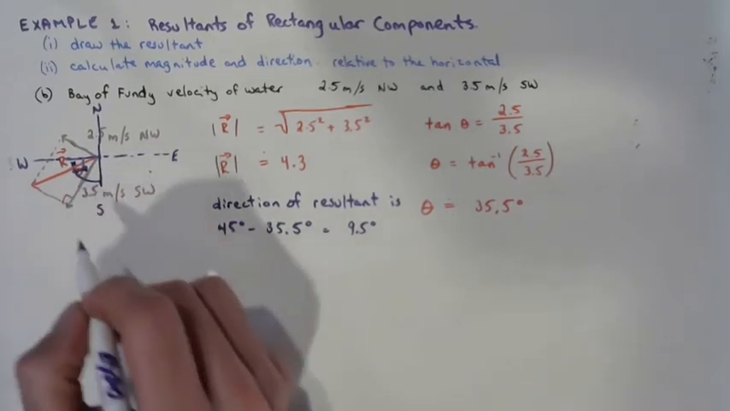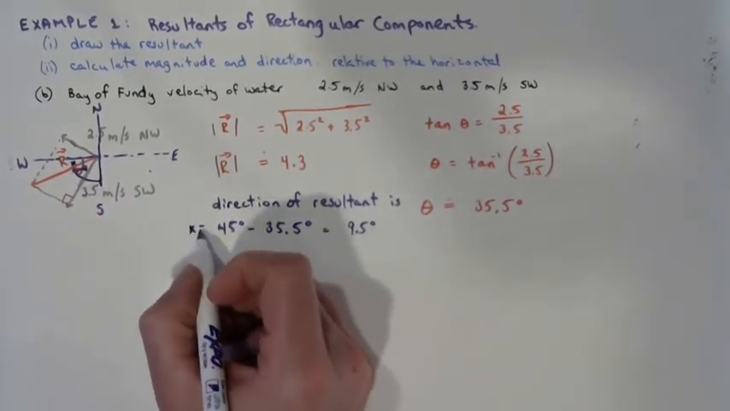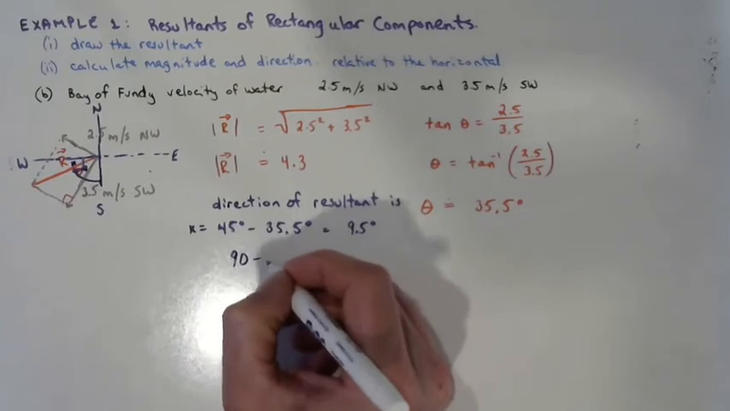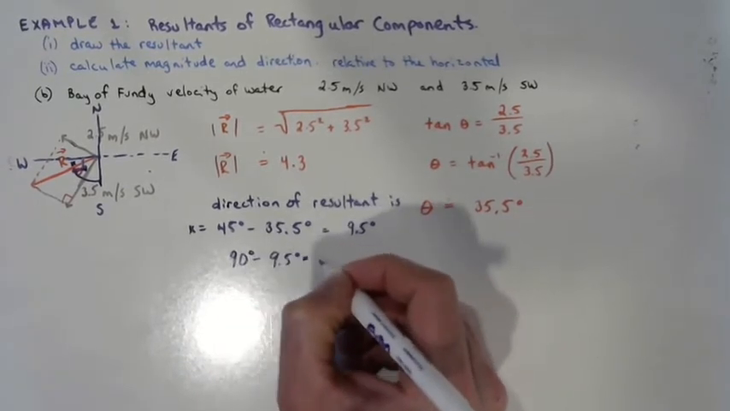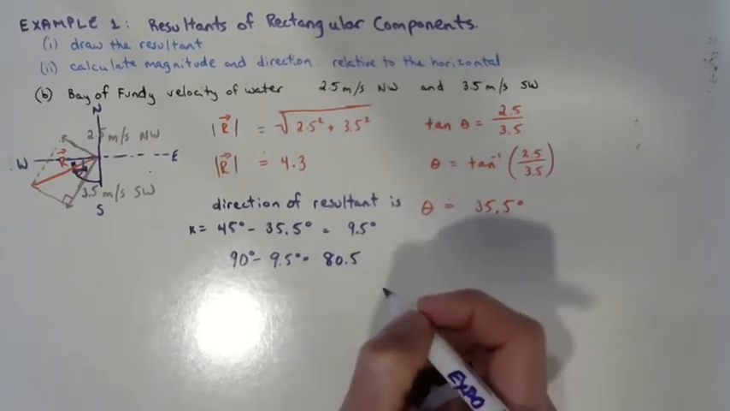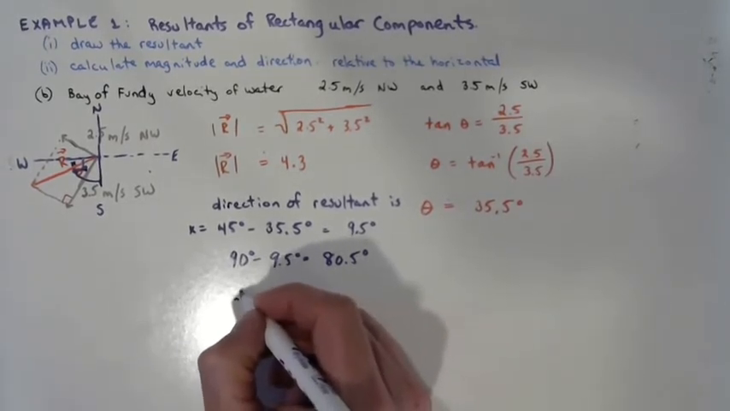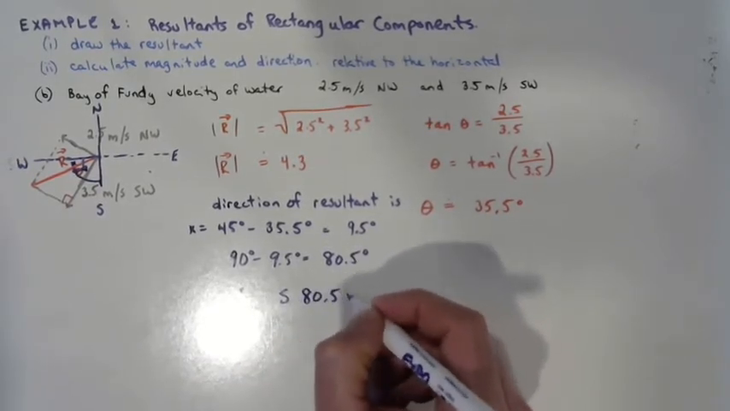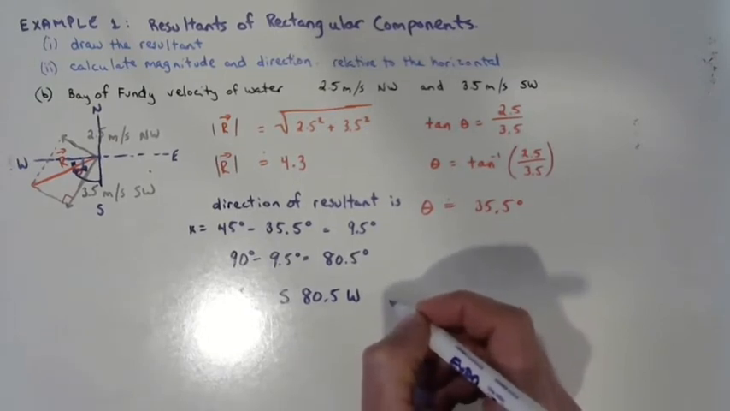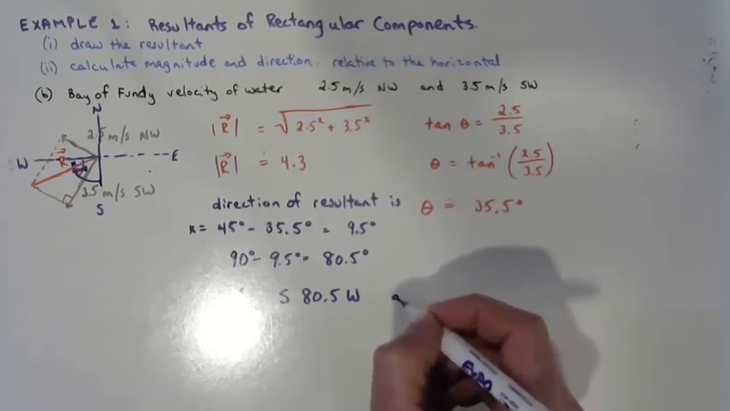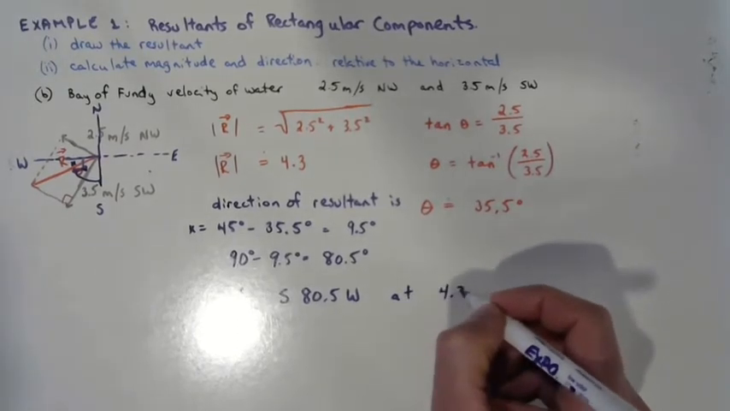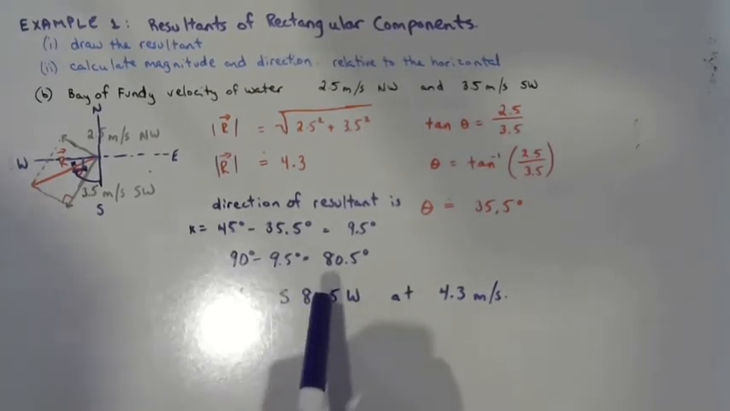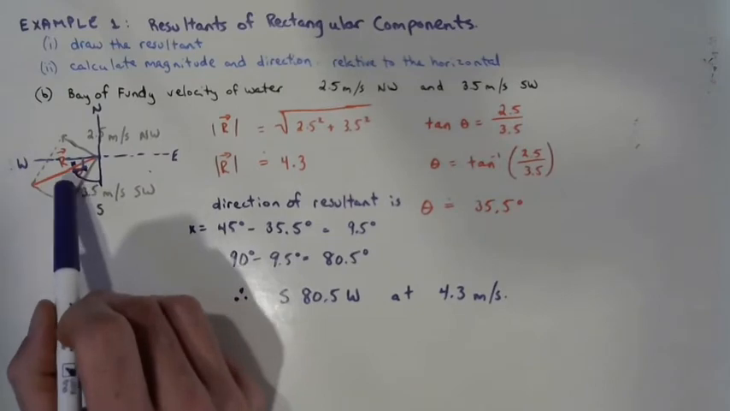It's 90 minus angle X that I've marked here. So the angle that we're talking about as a quadrant bearing is actually going to be 90 minus 9.5, that equals 80.5 degrees. Therefore, as a quadrant bearing, the direction would be south 80.5 west at 4.3 meters per second.